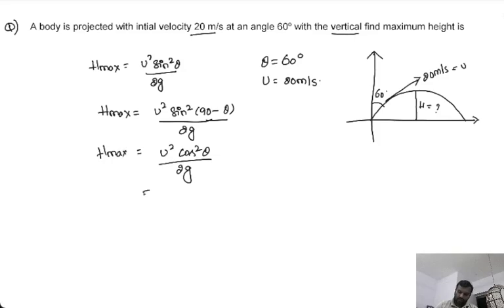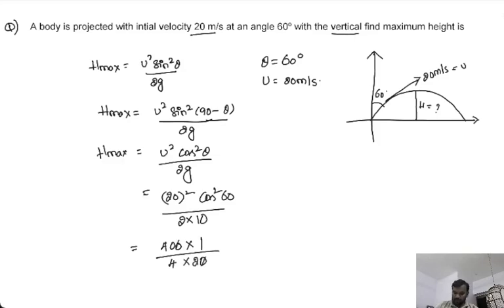Then write 20 whole squared, cos squared 60, divided by 2 into 10. 20 squared is 400, into cos 60 which is 1 by 2, and the square will be there. So write 1 by 4 into 400, divided by 2 into 10, which is 20. The zeros cancel, then 40 divided by 8 is 5 meters. So the maximum height is 5 meters.